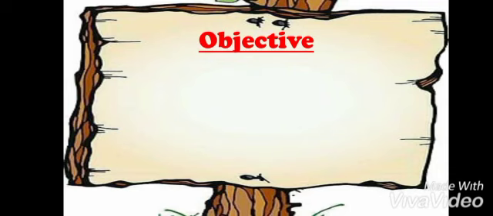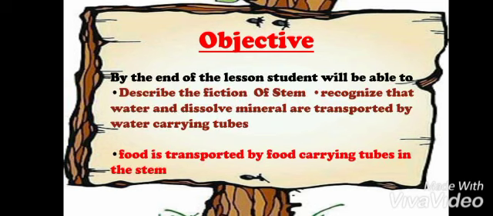Now let's see the objective of our lesson. By the end of the lesson, students will be able to describe the functions of the stem, and recognize that water and dissolved minerals are transported by water carrying tubes. Food is transported by food carrying tubes in the stem.